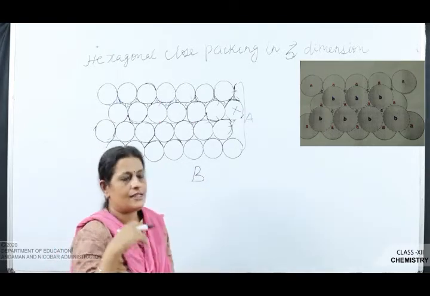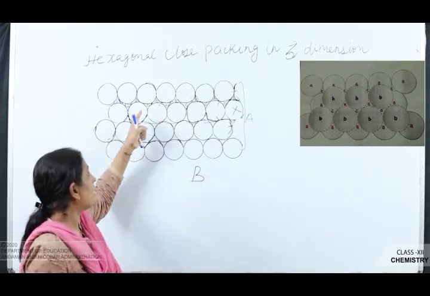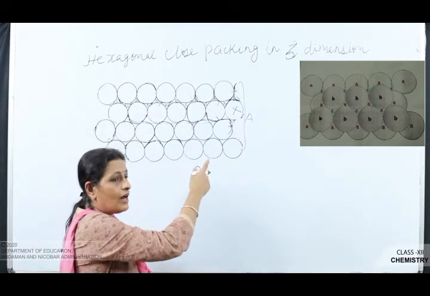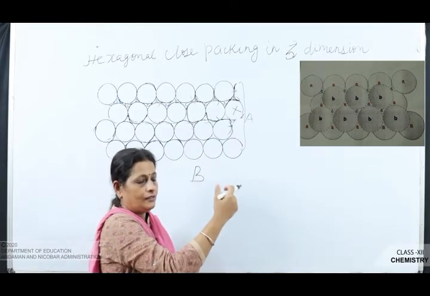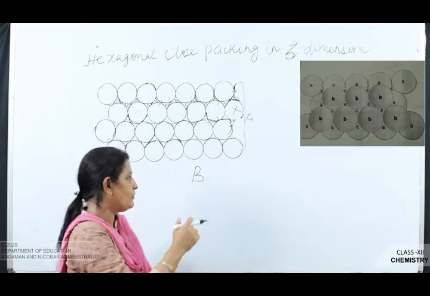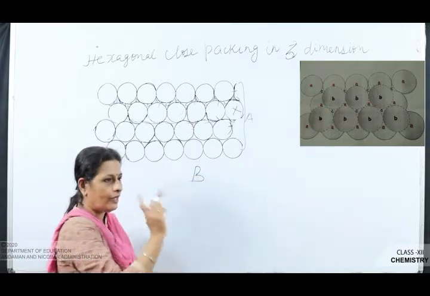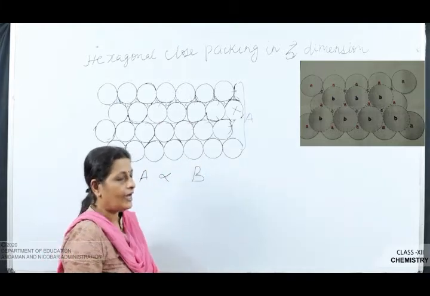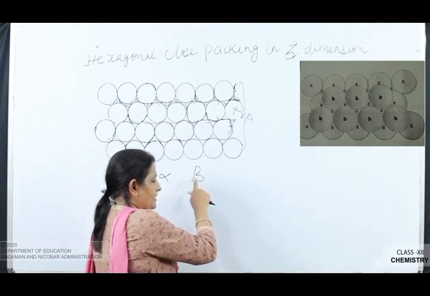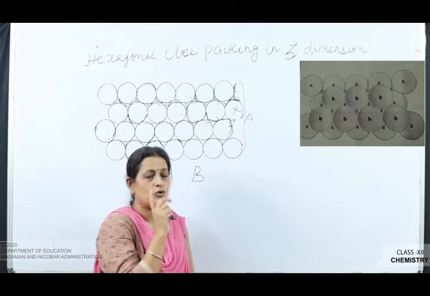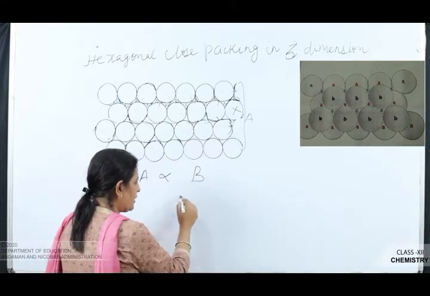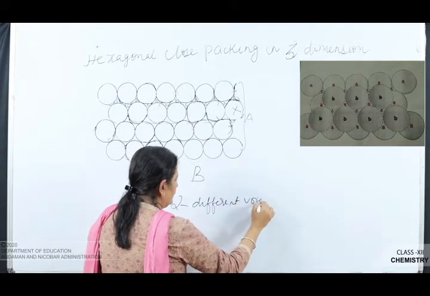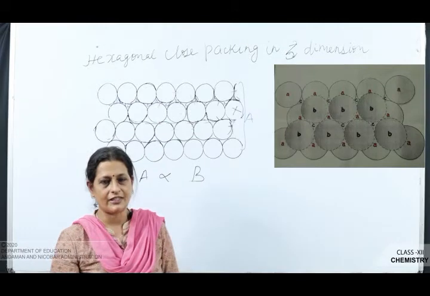So, the second layer is arranged in the triangular voids marked C. After arranging the second layer in the triangular voids marked C, you get a new layer. It is not identical to A. So, we have called it as what? B. So, now we have got 2 layers, A and B. Now, see the figure properly. After arranging the second layer, that is B, now you are getting 2 different types of voids. So, you are getting how many voids? 2 different types of voids. See carefully the figure, you can see 2 different types of voids.